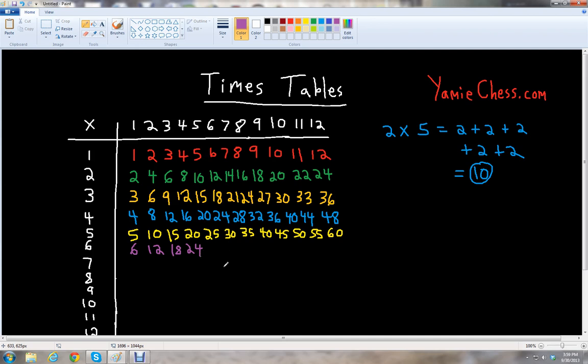And then 6 times 5, that's another 6, 30. 6 times 6, it would be 36. And then 6 times 7, 42. And then 6 times 8, another 6 is 48. And then 6 times 9 is another 6, would be 54. 6 times 10 would be 60, another 6. 6 times 11, 66. And then 6 times 12, another 6 would be 72. So those are the 6s.